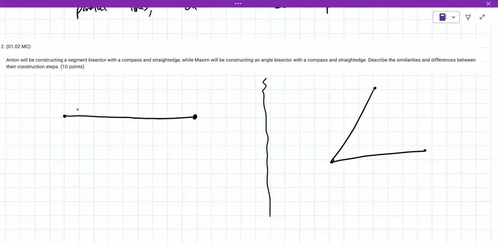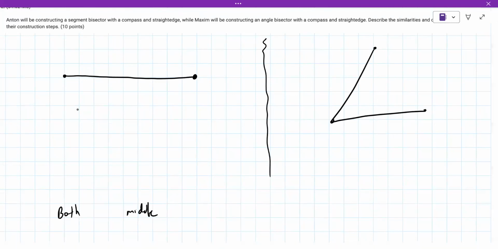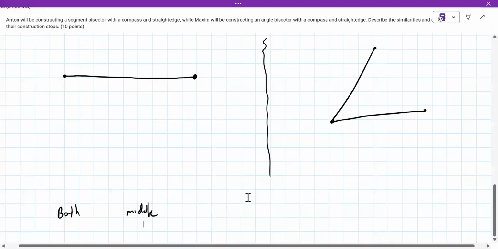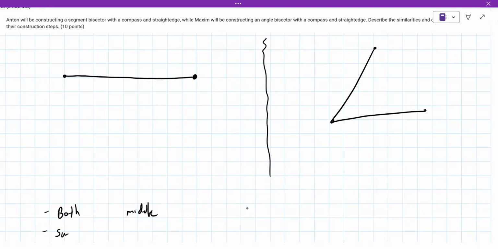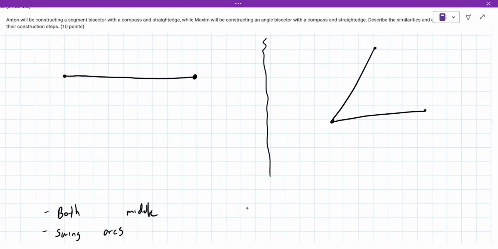Well, they're both finding the middle. Yeah, that's what you would need to bisect anything. You also need to swing a bunch of arcs. You do need to swing arcs in both, to find the center in both. Right.